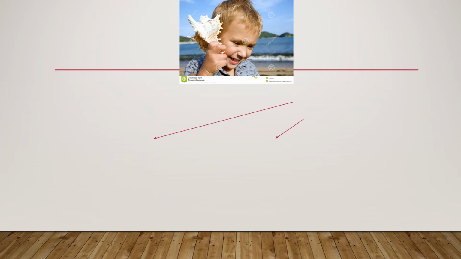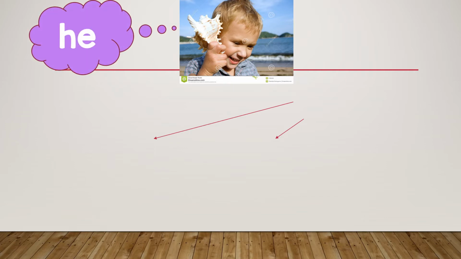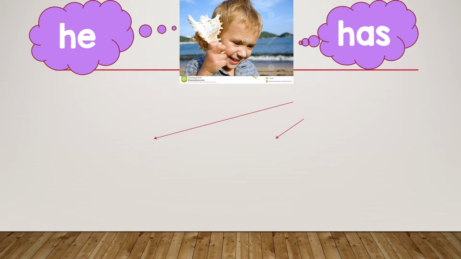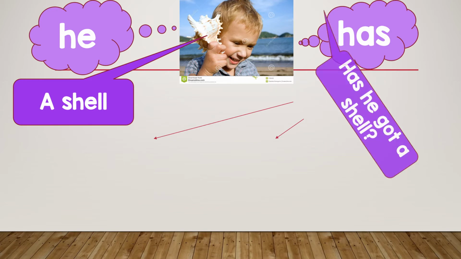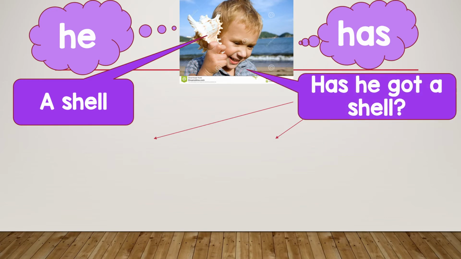Next is a picture of a boy. So, the pronoun for boy is he. So, since it is a singular subject, we must use has. And the boy is holding a shell. So, we can ask a question like this. Has he got a shell?